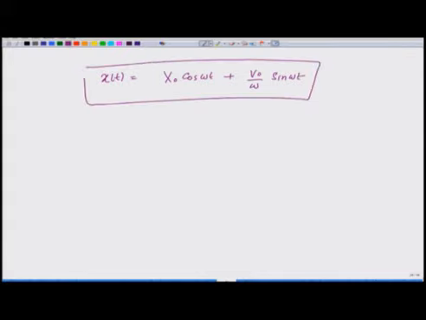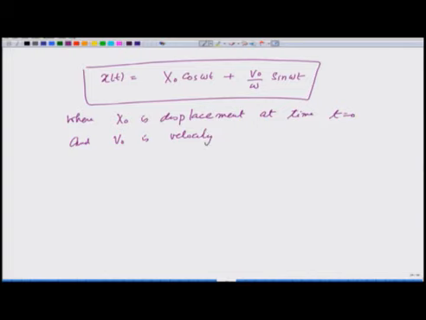This is where the displacement and velocity have been given at t equal to 0. x0 is displacement at time t equal to 0 and v0 is velocity at time t equal to 0. Let us solve an example.